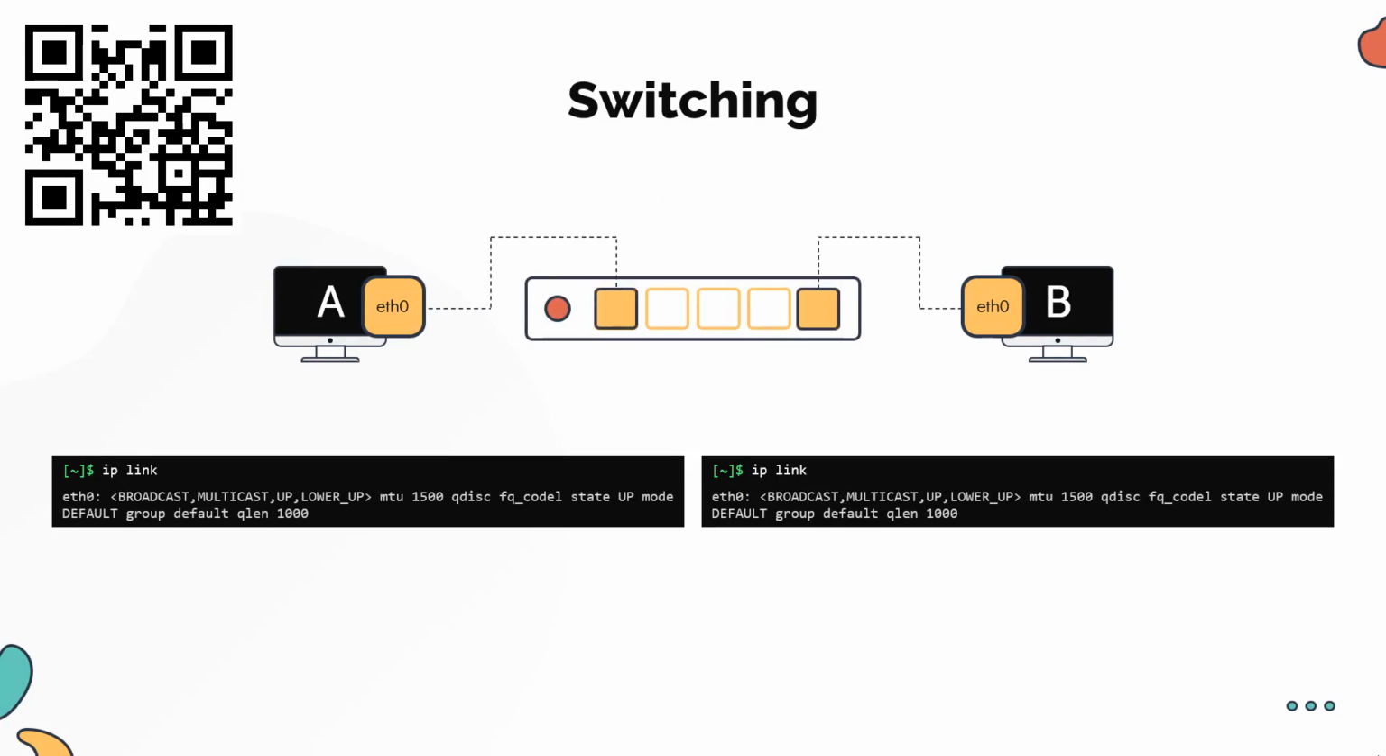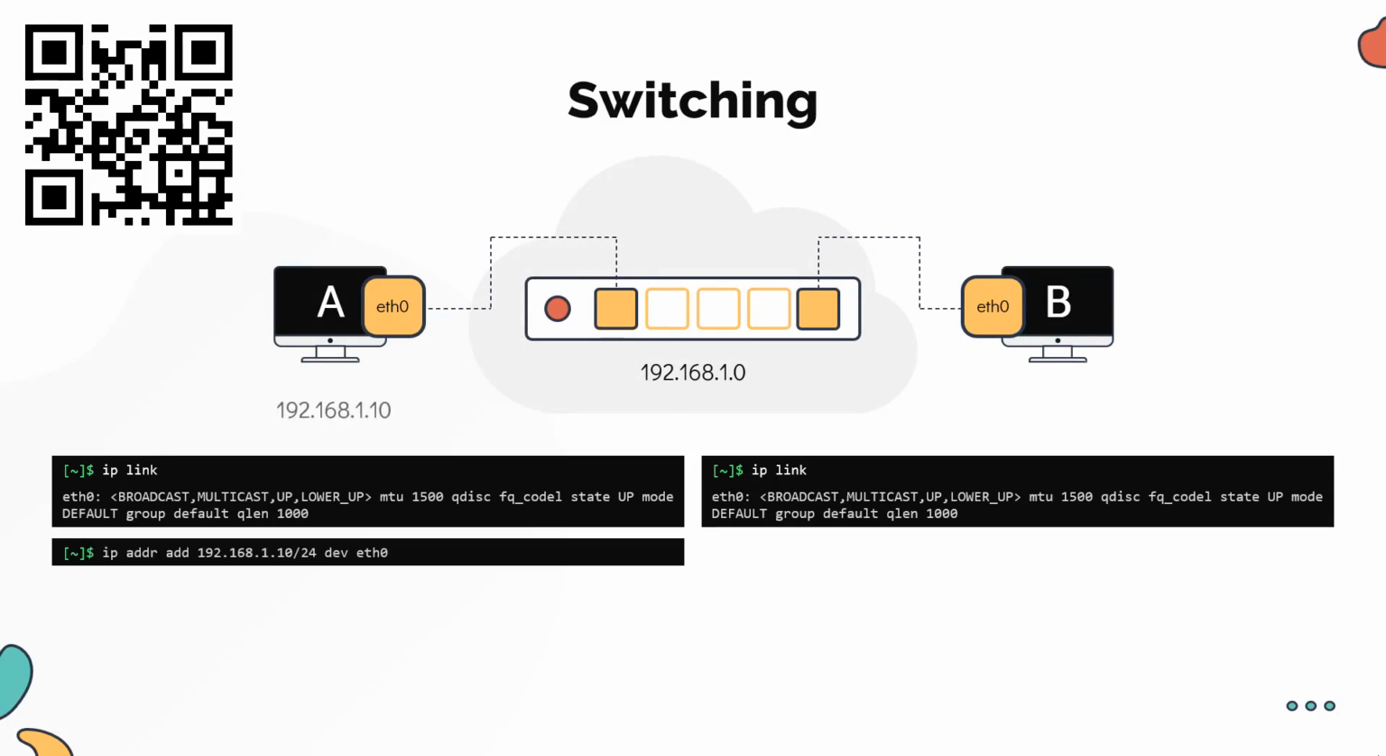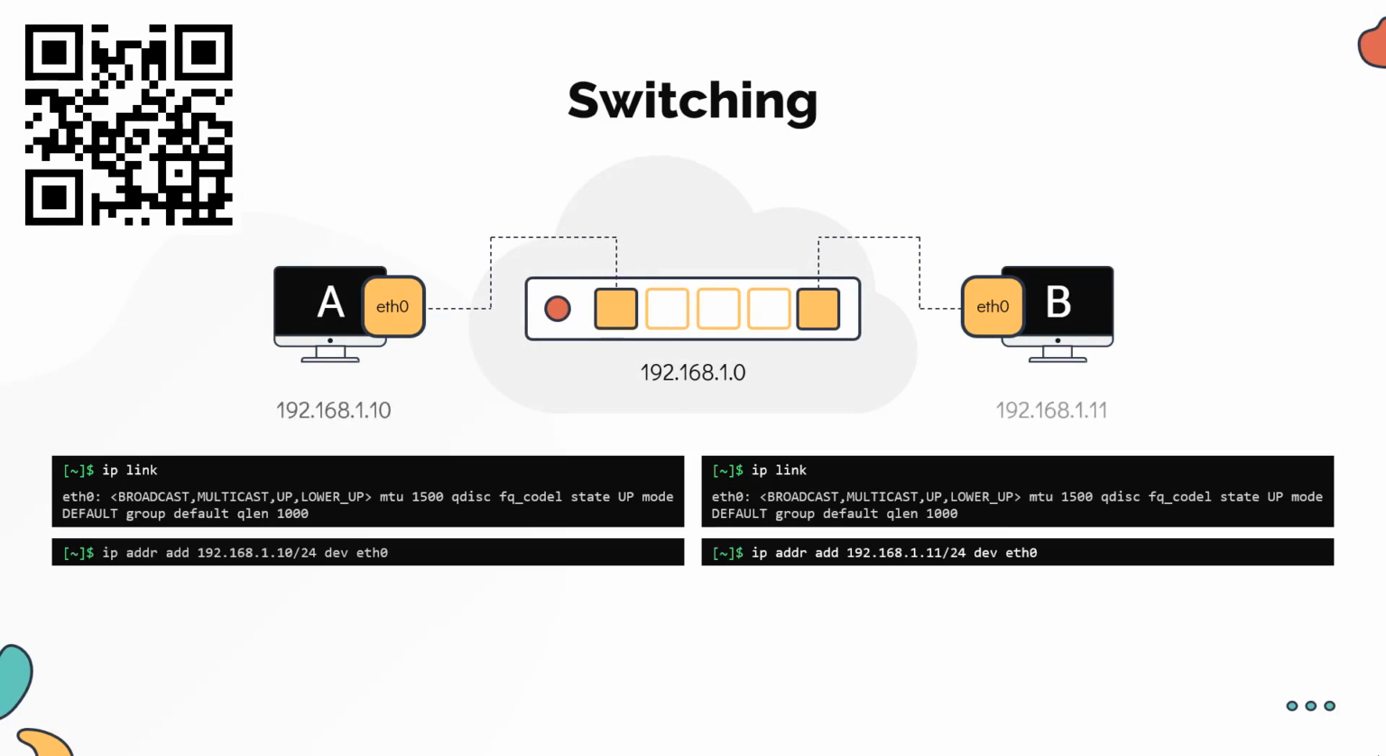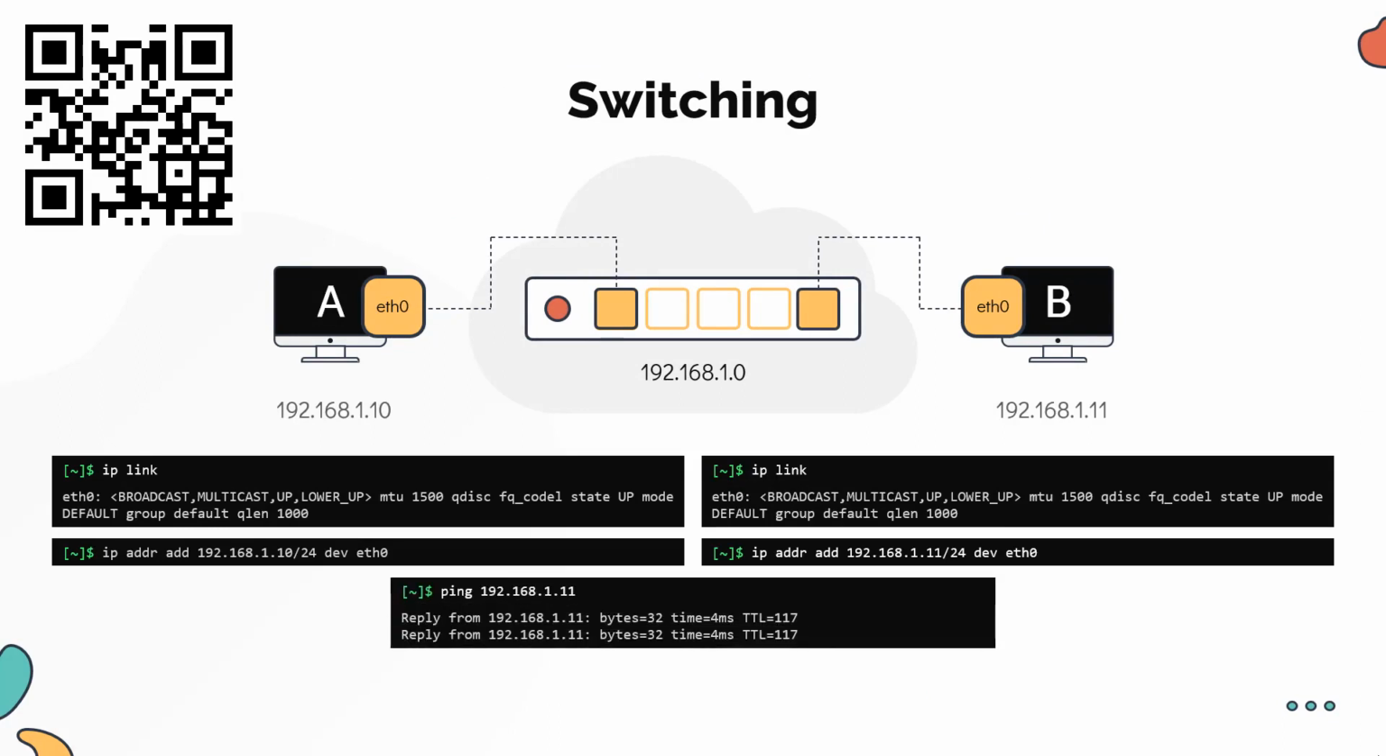Let's assume it's a network with the address 192.168.1.0. We then assign the systems IP addresses on the same network. For this, we use the command ip addr. Once the links are up and the IP addresses are assigned, the computers can now communicate with each other through the switch. The switch can only enable communication within a network. This means it can receive packets from a host on the network and deliver them to other systems within the same network.